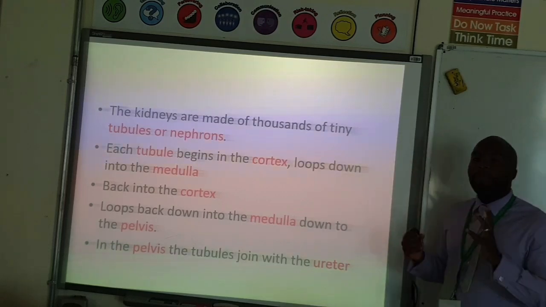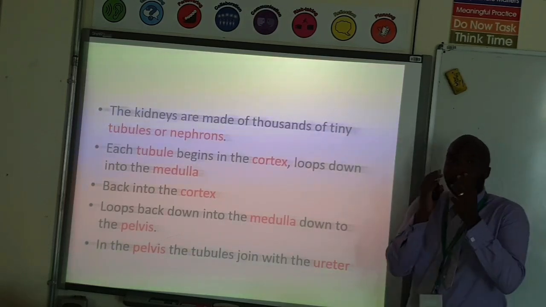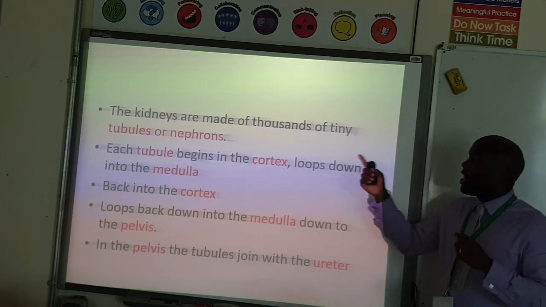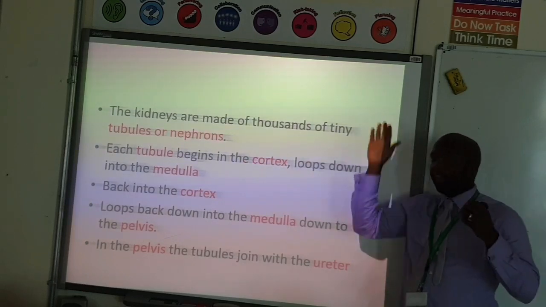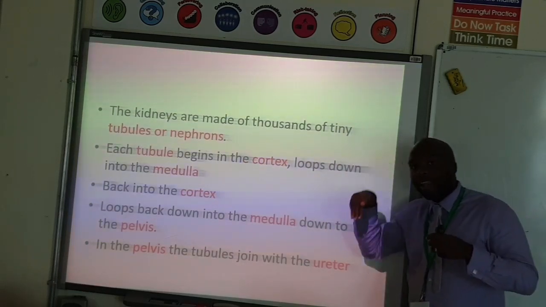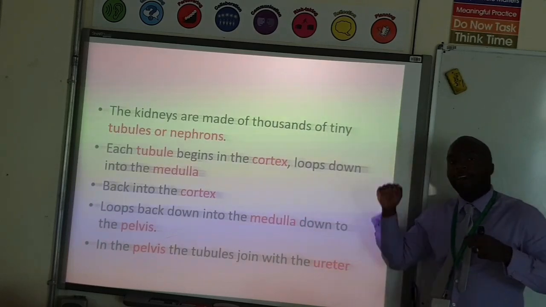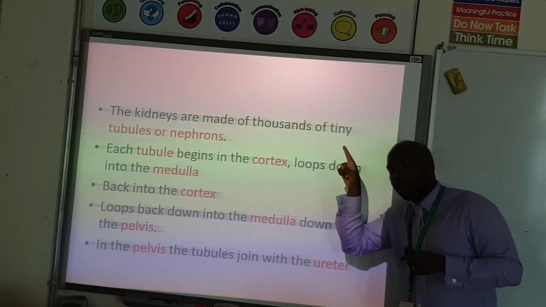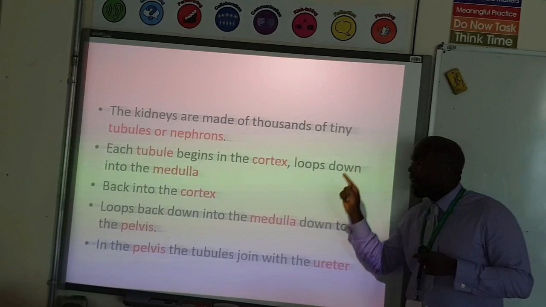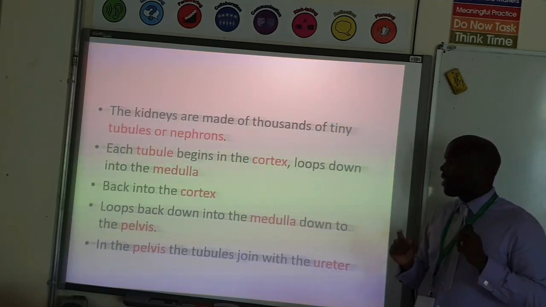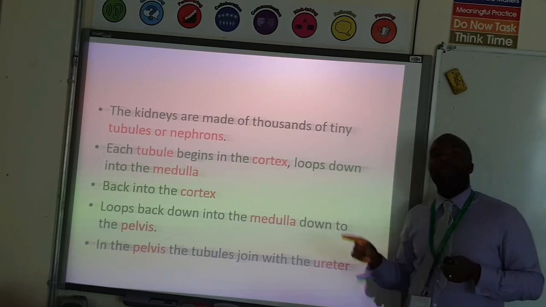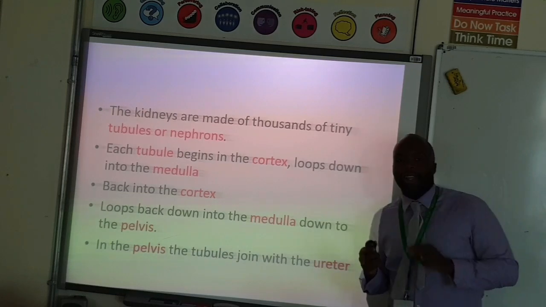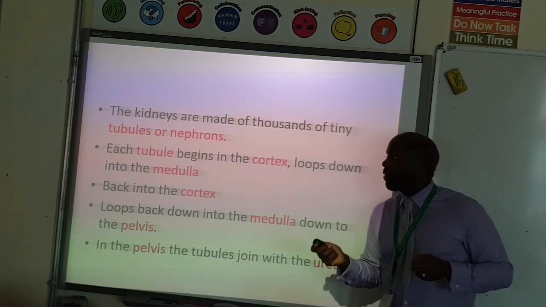Now the kidneys are made up of thousands of tubules. They seem quite solid, but they're made up of thousands of these tubules or nephrons. Each tubule begins in the cortex, so the outer layer, and it loops right down to the middle, to the medulla. From the medulla, it then goes back into the cortex, before it loops right back down to the medulla, and down into the pelvis. In the pelvis, the tubules join with the ureter. Remember we said the ureter passes the urine from the kidneys right down to the bladder.